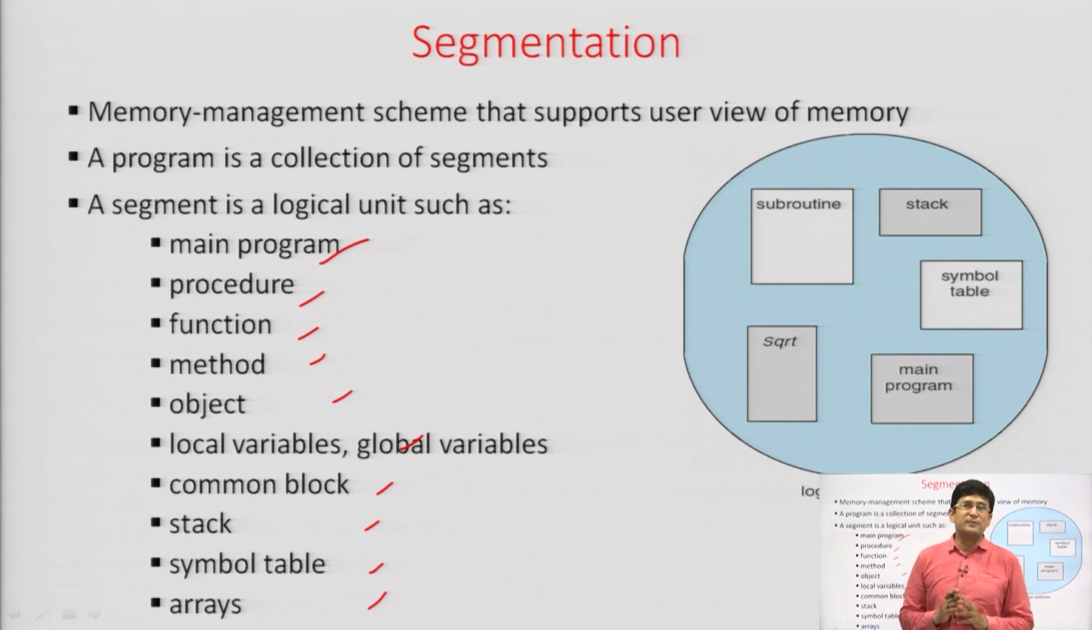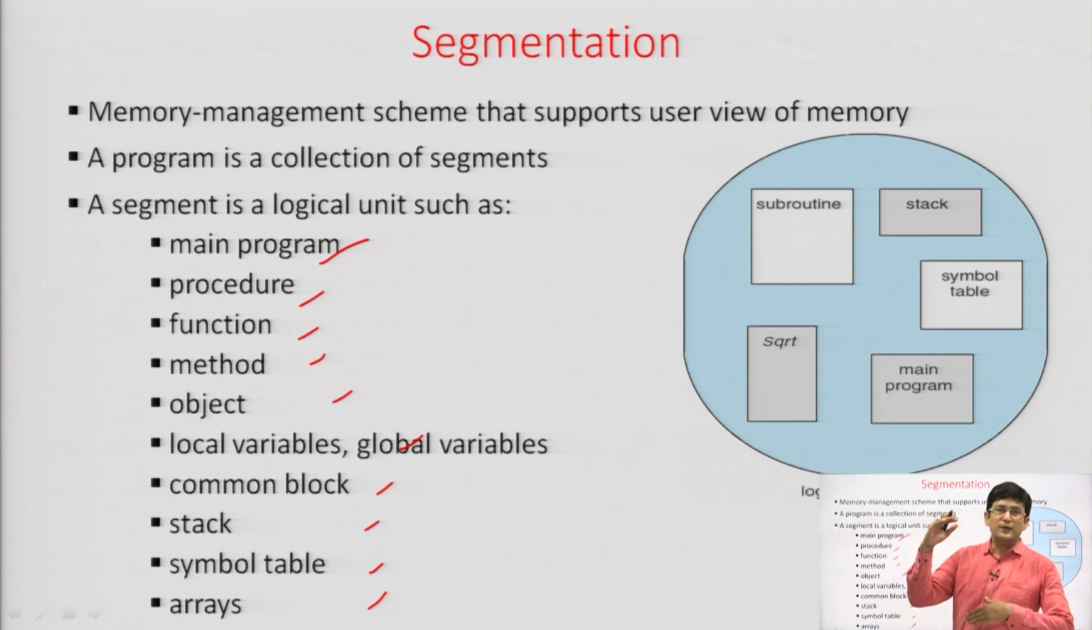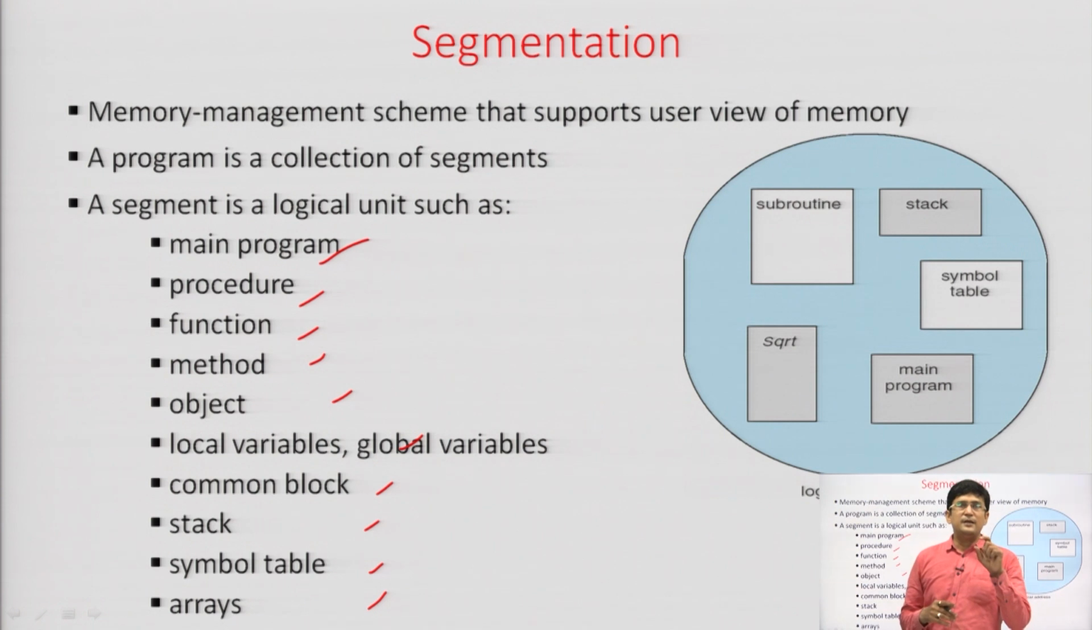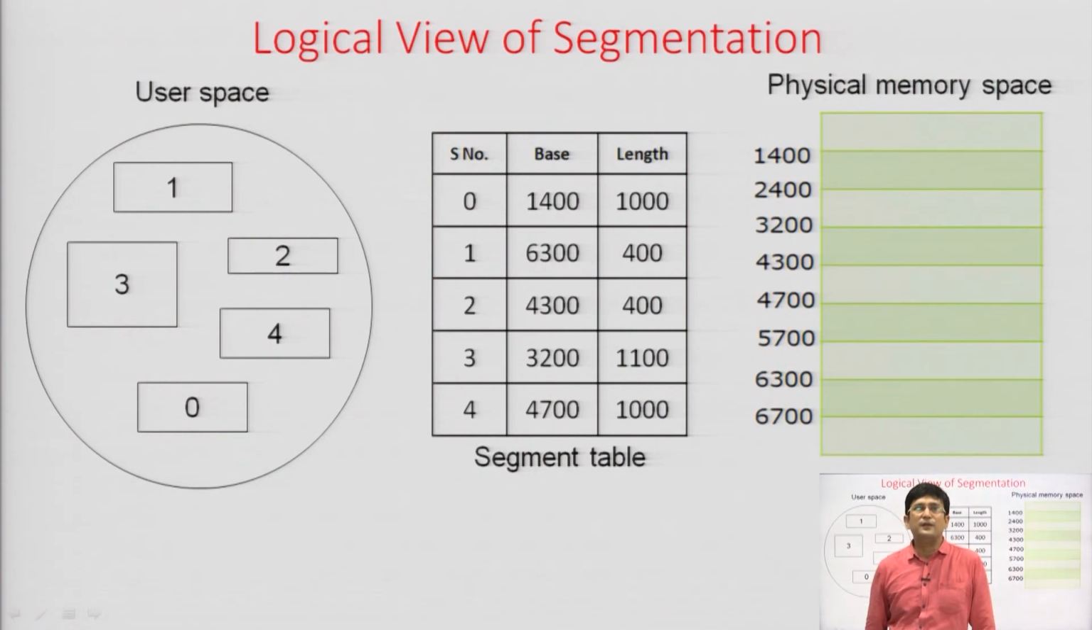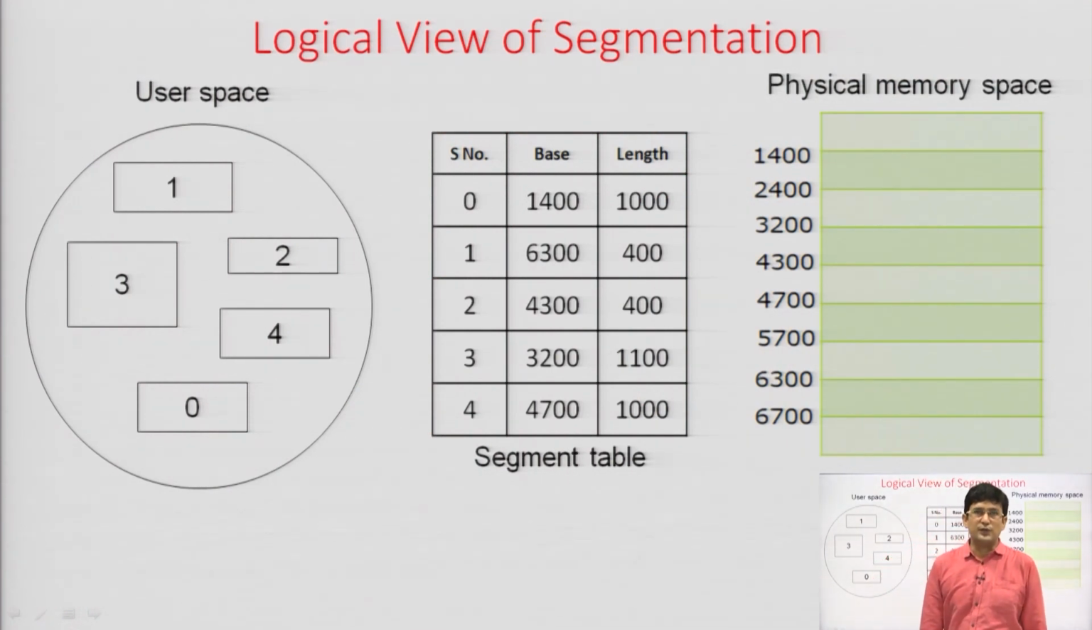So, this is an unequal size partitioning scheme, wherein we are not accommodating the entire process in a single contiguous space, but the segments are created and the segments go into different parts of the memory. Now, when the segments are going into different parts of the memory, we need to keep track of all those segments. So, for keeping track of those segments, we maintain a segment table.